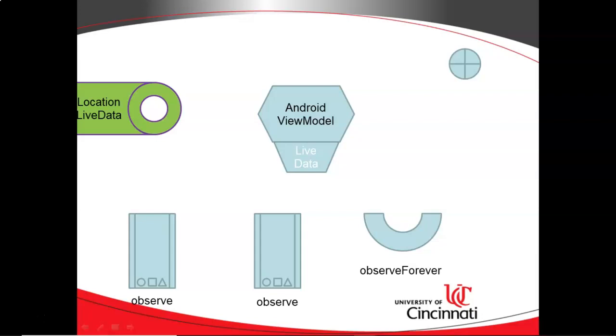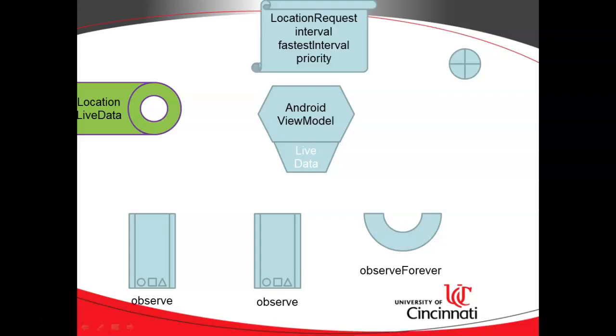So I also talked about throttling these updates, and how do we throttle? Well, what we're going to do is the location live data is going to create a companion object called location request. And on location request, it specifies an interval, a fastest interval, and priority. Interval means how frequently are we going to request GPS updates and take the battery hit for that. Fastest interval is kind of neat.